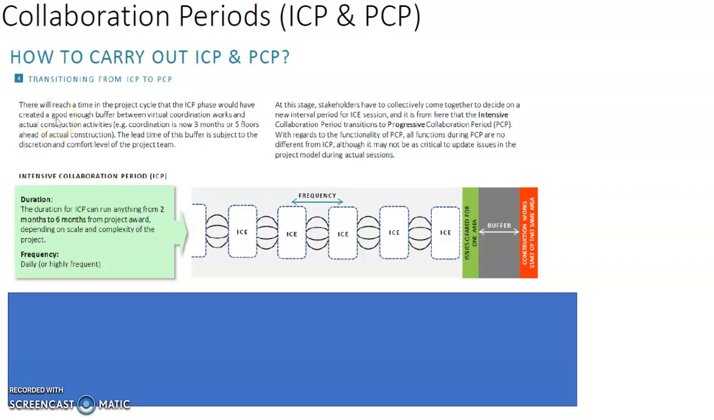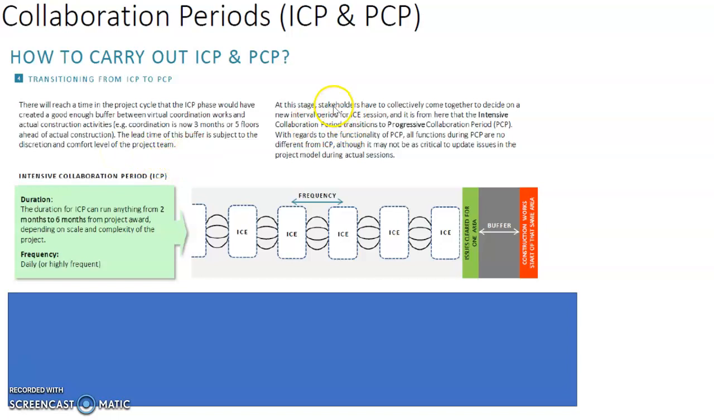There will come a point in time in the project cycle where the ICP phase would have created a good enough buffer between the virtual coordination works and the actual construction activity. For example, coordination now is 3 months or 5 floors ahead of the actual construction. The lead time of this buffer is subject to the discretion and comfort level of the project team.